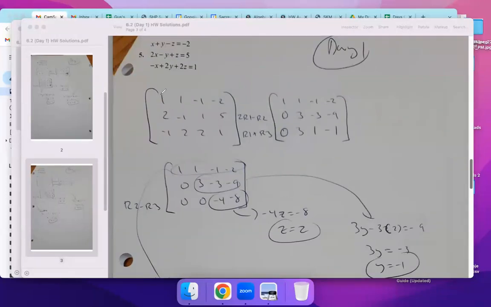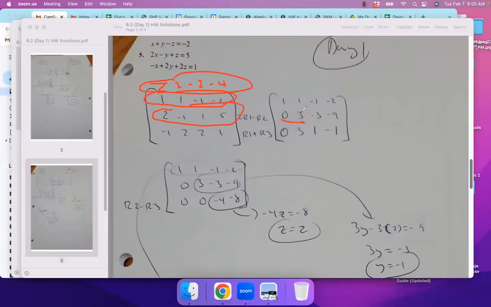when you do 2R1 minus R2, you're multiplying this by 2, which I know is 2, 2, -2, and -4. I'm subtracting this with the second row here. That's why I get a 0. 2 minus -1 is 3. -2 minus 1 is -3. And then 4 minus 5 is -9. And you keep going, and then R1 plus R3, and then R2 minus R3.